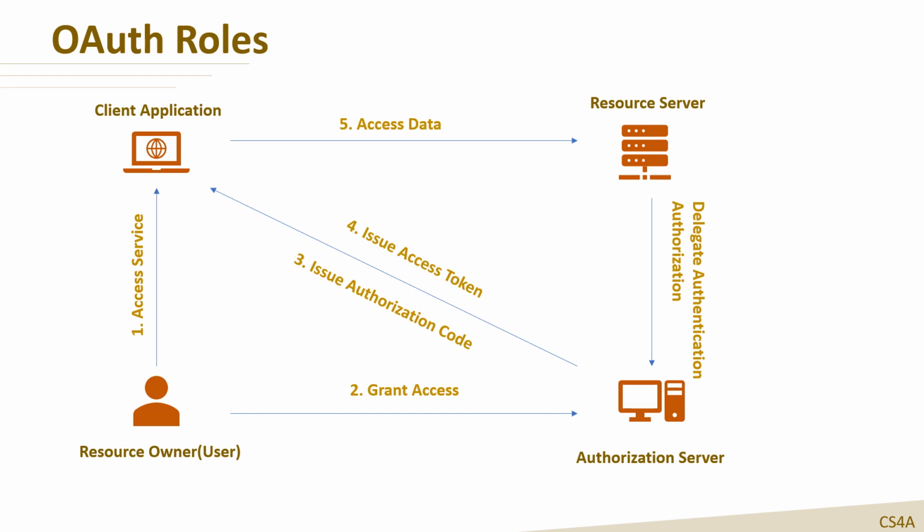Once the consent happens, it gives us an authorization code. The third-party application gets that authorization code and the access token. Then it can access the resource server using the access token. So this is a simplified view of the OAuth roles, and the communication flow happens in this way.